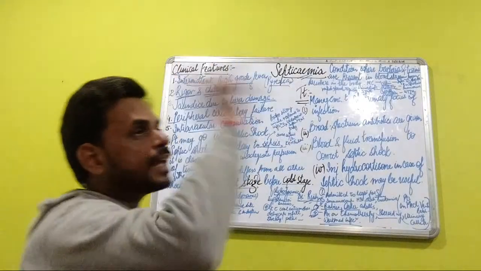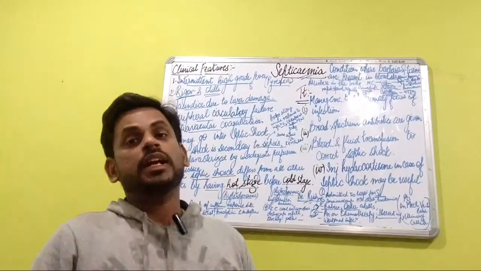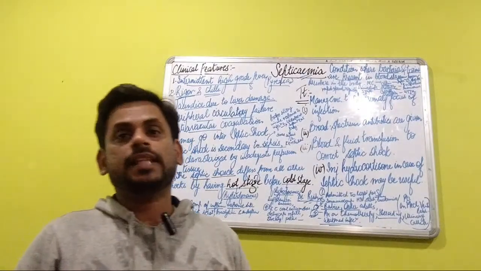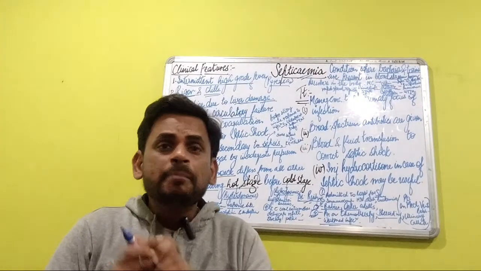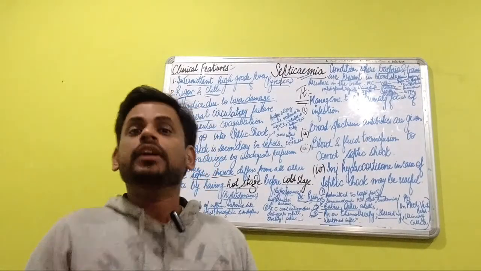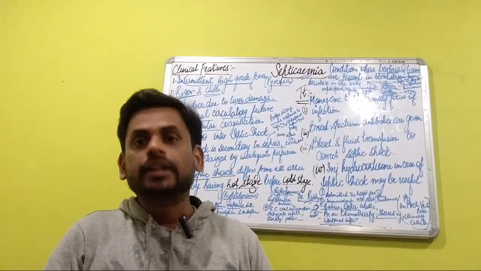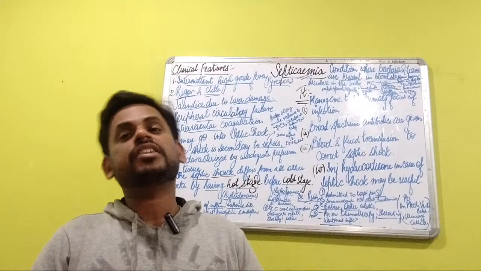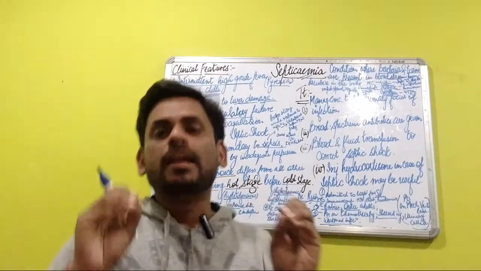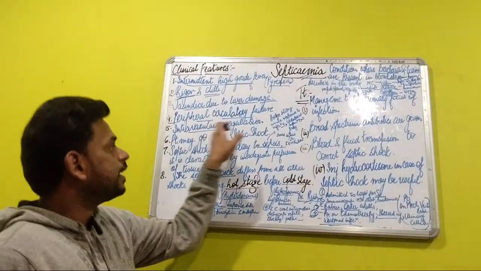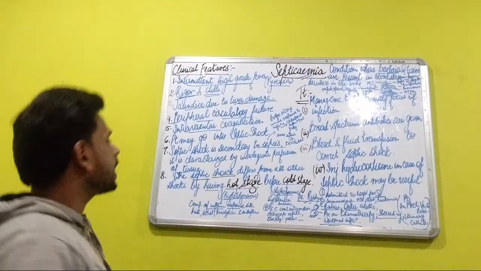Apart from this, the next important clinical feature is intravascular coagulation. Because septicemia is there, poisonous material is spreading at an enormous speed in the blood. So there is a chance that disseminated intravascular coagulation can occur. There can be coagulum, there can be clotting within the blood vessels as well.